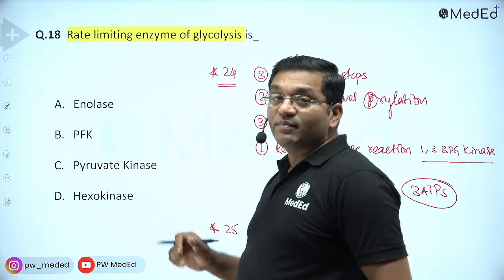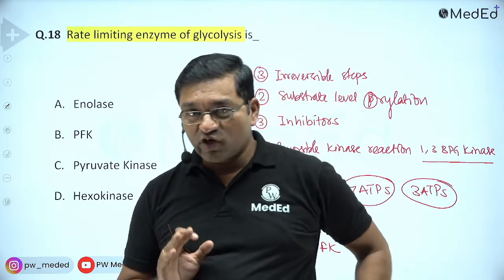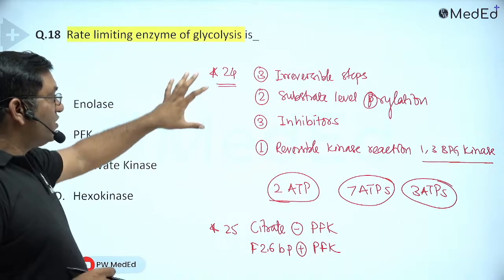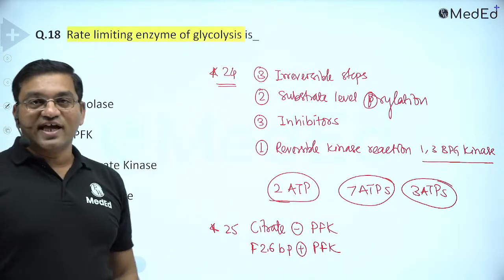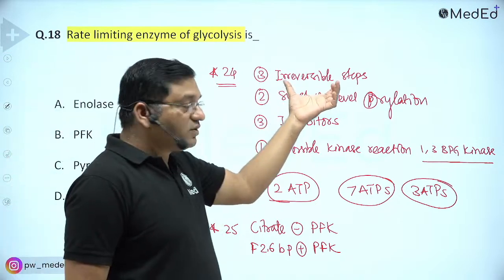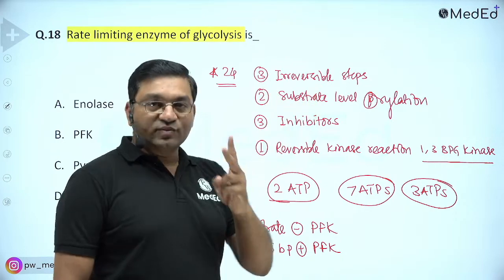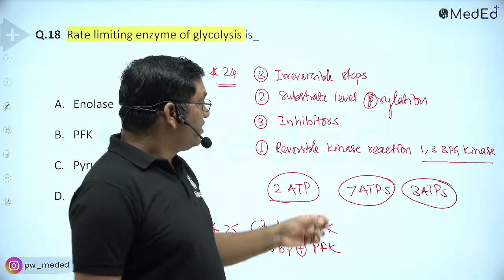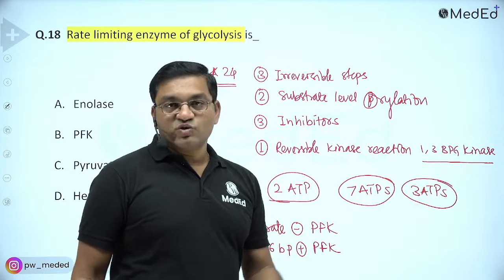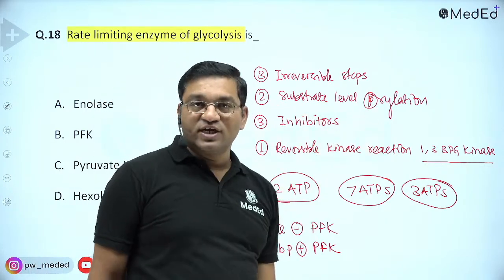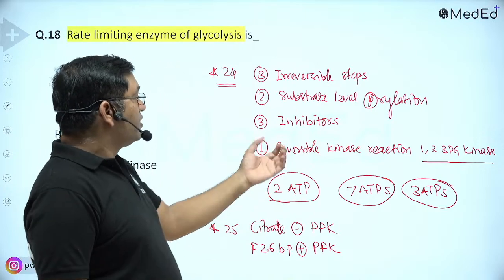Phosphofructokinase is a rate limiting enzyme in the glycolysis. Okay, so what are the important points related with the glycolysis? It has 3 irreversible steps. Two substrate level phosphorylations are there. One is 1,3-bisphosphoglycerate kinase, another one is pyruvate kinase reaction. So 2 substrate level phosphorylation reactions are there in glycolysis.